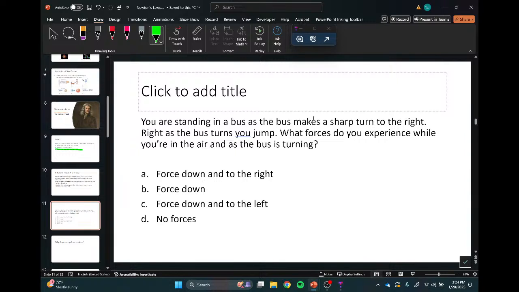Is there a force down and to the right? Is there only a force downwards? Is there a force down to the left? Basically, the question is, what direction are you being pushed or pulled when you're in the air? Remember, a force is just a push or a pull.